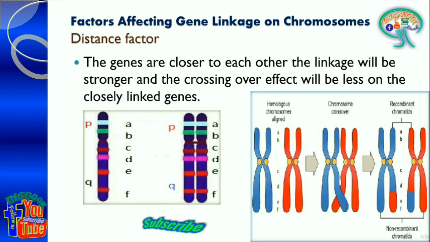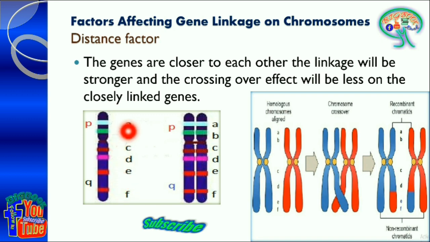Now in the next slide, the closer the genes are to each other, the stronger the linkage will be, and the crossing over effect will be less on the closely linked genes. Now here, if you consider A and B, these are the two genes located on the P arm. C, D, E, F are located on the Q arm.